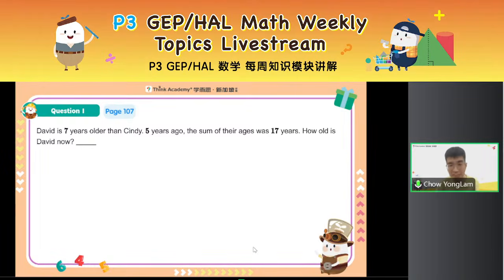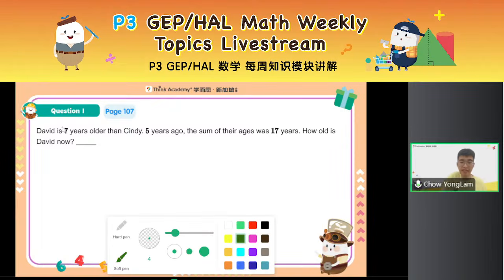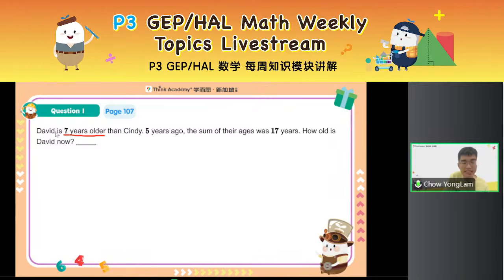While I'm going through this question, if you already have the answer, please type it in the chat as well. Okay, so with that, are you ready? Let's go. Right, 7 years older. David, first of all, is 7 years older than Cindy. Now we have two characters over here, and I tell you 7 years older. Does that mean David is 7 years old? Like, what is 7 meaning?